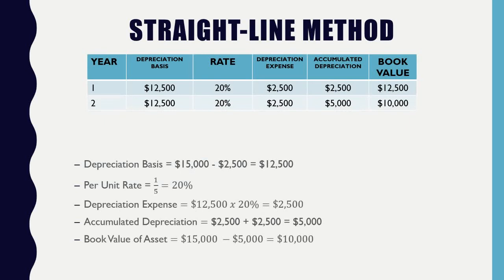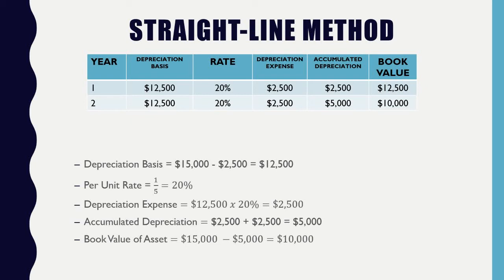Well, I already solved it for you. So notice this. My depreciation basis for the second year is going to stay the same. We got 15,000 minus 2,500, and it's going to be 12,500. My depreciation rate is still going to stay the same. It's 1 over 5, which gives you 20%. And then, of course, 20% of 12,500 is going to give you 2,500. And then here we just add our accumulated depreciation. And then now we solve for a book value.